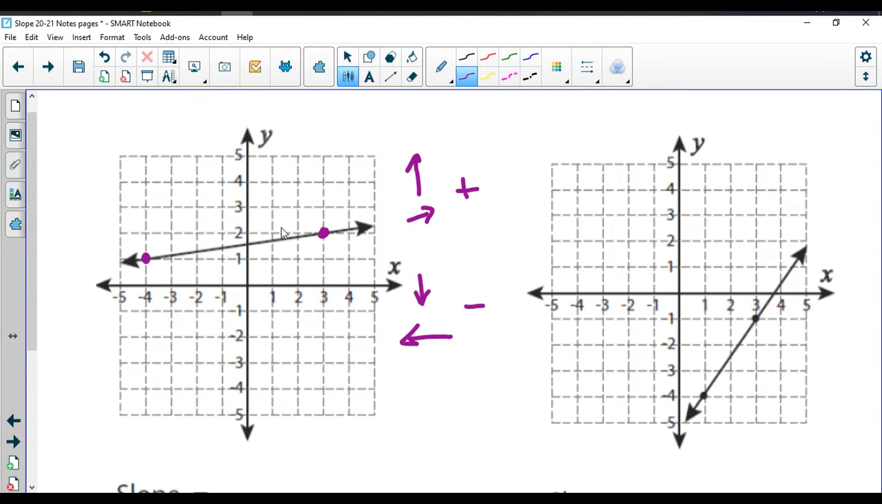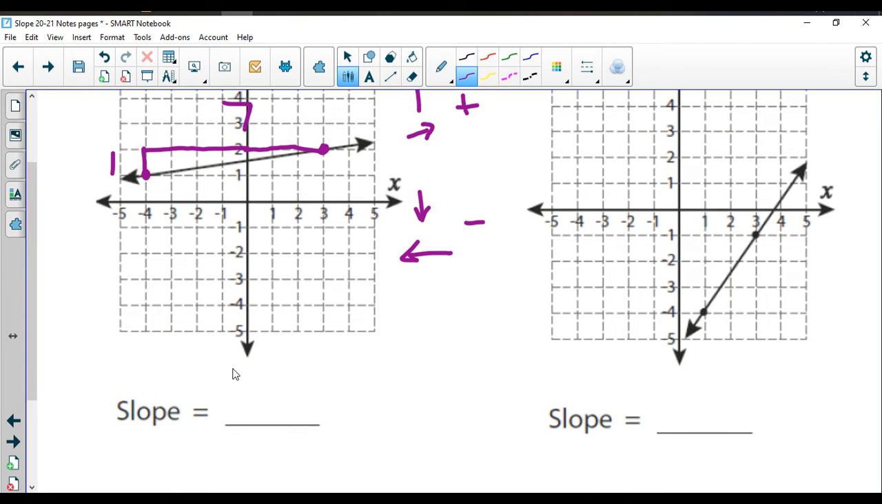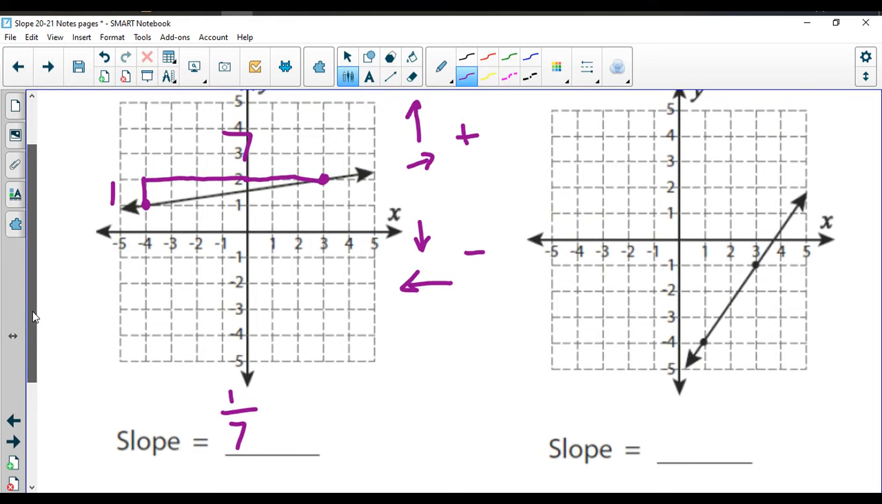To go from this left point to the right point, I look at my rise first, so I'm moving up or down. I need to move up, and that's an up of 1, and then I'm going to move 1, 2, 3, 4, 5, 6, 7 spaces to the right. So my slope is going to be rise 1 over run of 7, which is already reduced here. So my slope is 1/7 then.